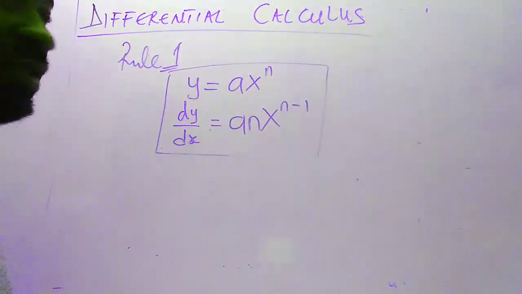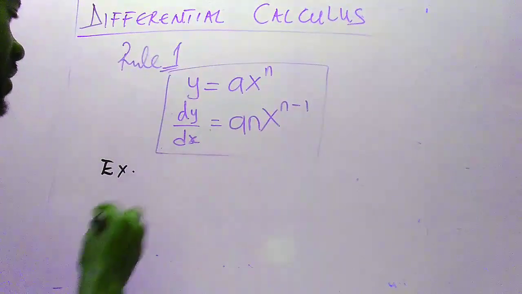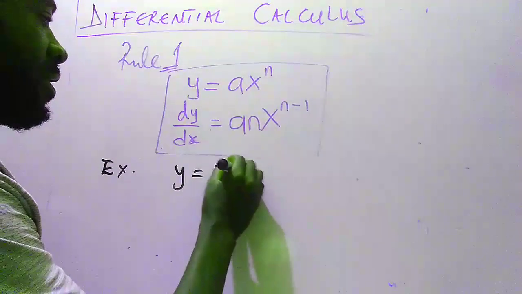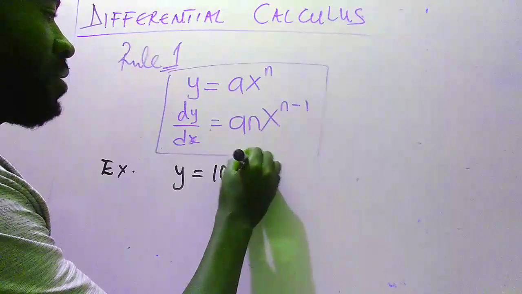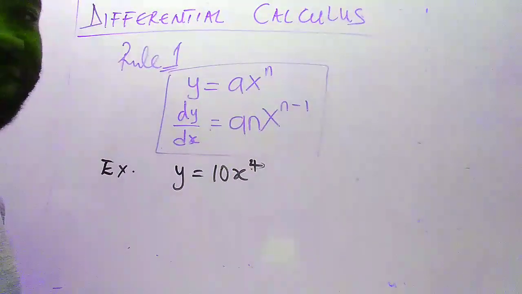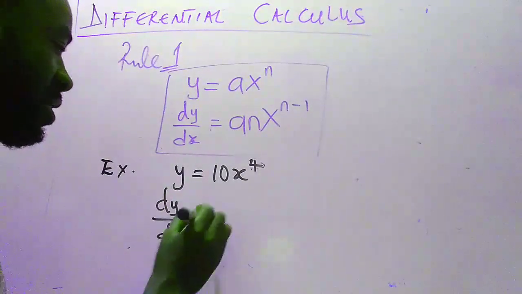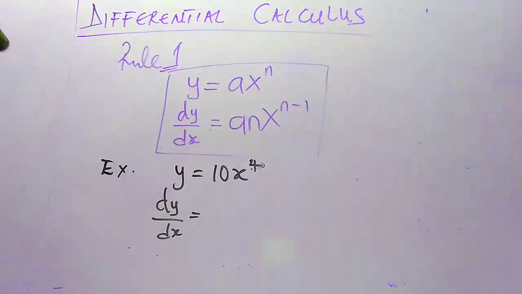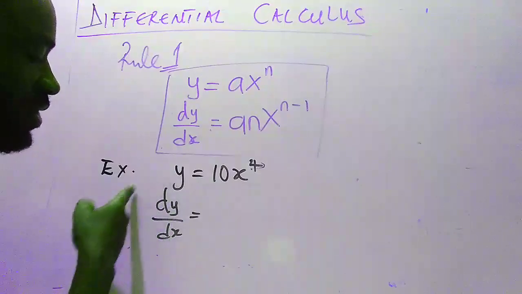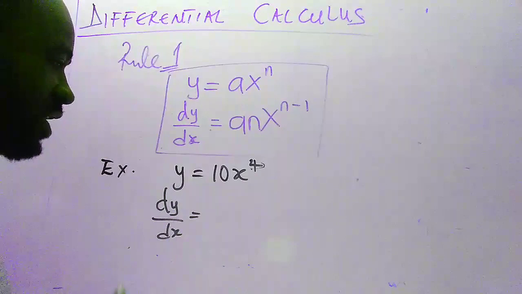Let's see how it's done. Let's take an example. If you are given y equals 10x raised to the power of 4, how do we differentiate this? Remember, to differentiate simply means finding dy/dx. Differential calculus has to do with change; it tells us about the rate of change of y with respect to x.